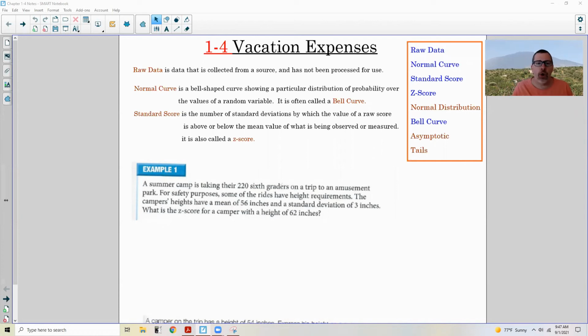Okay. Normal curve. Normal curve is a bell-shaped curve showing a particular distribution of probability over the value of a random variable. It is often called a bell curve. So as you can see over here, normal curve and bell curve are both there. They both mean the same thing. Standard score is the number of standard deviations by which the value of a raw score is above or below the mean value, X bar, of what is being observed or measured. It is also called a Z score. So standard score and Z score basically are the same thing. Okay, so that's just to get started.